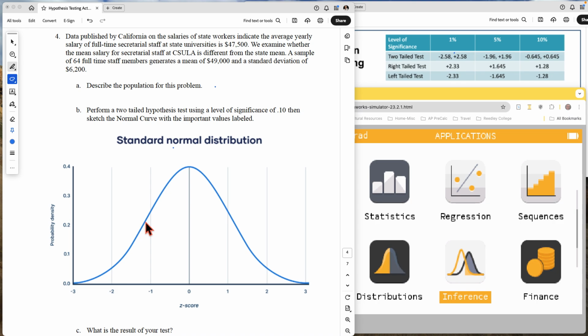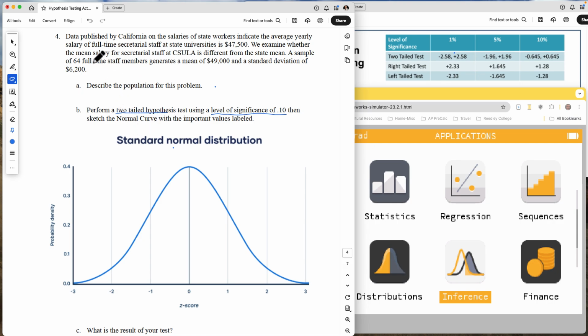So for question number 4, we take a slightly different approach. A is asking us first about the population, but what I'm going to jump into is down here, where I see a significance of 10. So I see the level of significance. This is helping me understand the test, and it is a two-tailed hypothesis test.